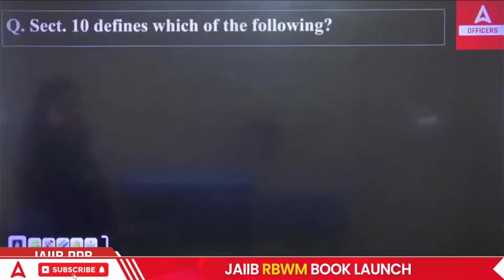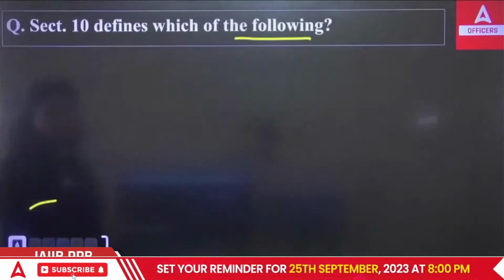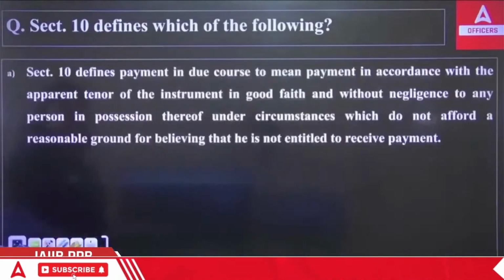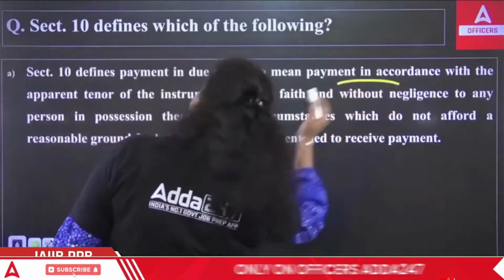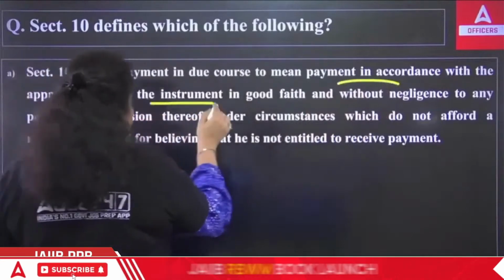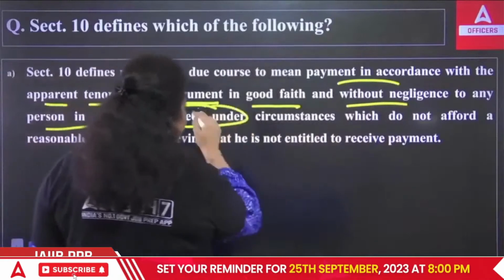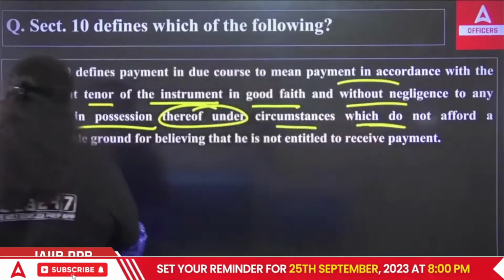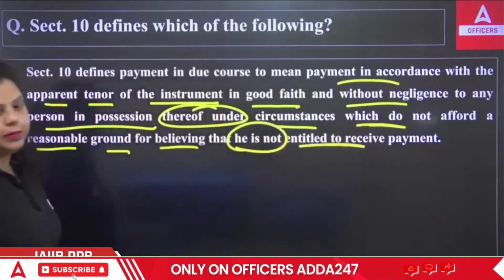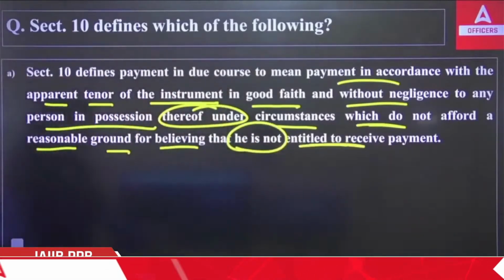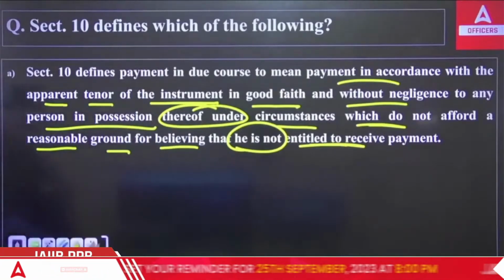Next. Section 10 defines which of the following. The first is saying, Section 10 defines payment in due course to mean payment in accordance with the apparent tenor of the instrument in good faith and without negligence to any person in possession thereof under circumstances which do not afford a reasonable ground for believing that he is not entitled to receive payment. This is what we are talking about here, that Section 10 talks about payment in due course.